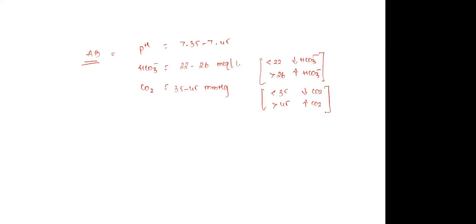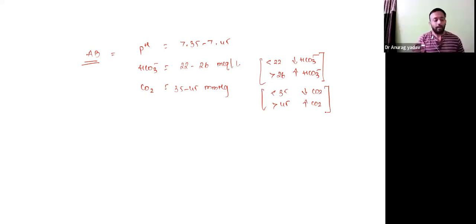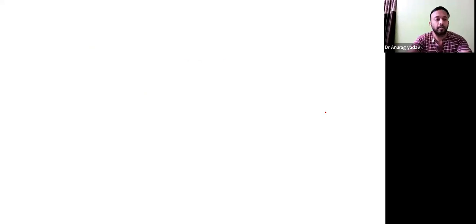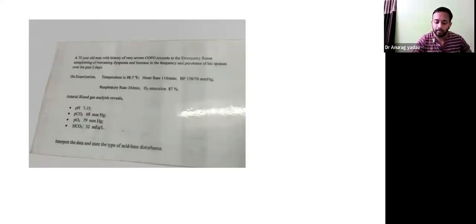Great. Now, next we'll go to the slides you shared yesterday, then we'll come back here. You have shared this slide where a 75-year-old patient with a history of very severe COPD presents in the emergency department. Now, the pH is 7.15, bicarbonate is 32, and carbon dioxide is 68.